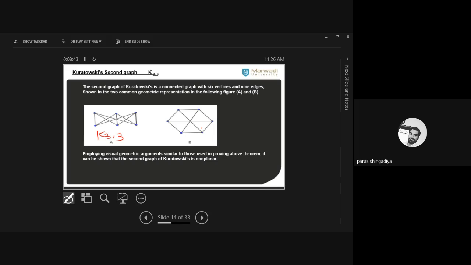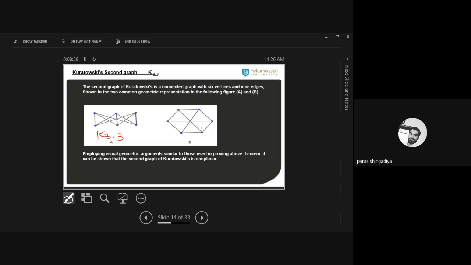Why is that? Because they are isomorphic. Both graphs are isomorphic. They are essentially the same, so we can use the second graph in place of the first one to verify why it is non-planar. What is the reason for that? You just compare both graphs.